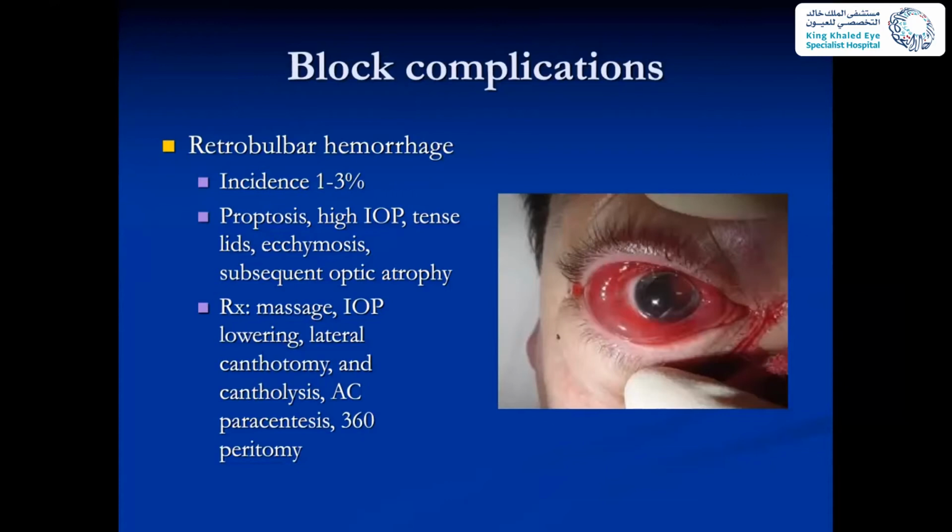Canthotomy sometimes is not enough to relieve the pressure on the globe, and we have to do cantholysis, which is avulsion of the tendon that is attached to the inferior orbital rim. Also, we can do AC paracentesis or 360 conjunctival peritomy. All of these measures are intended to lower the pressure from the blood arising around the globe that compresses the globe and the optic nerve.